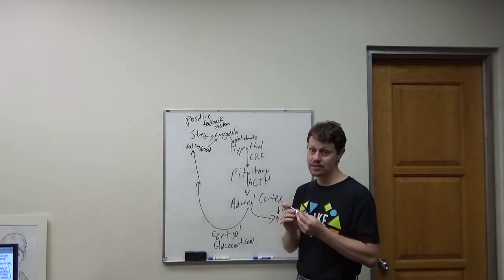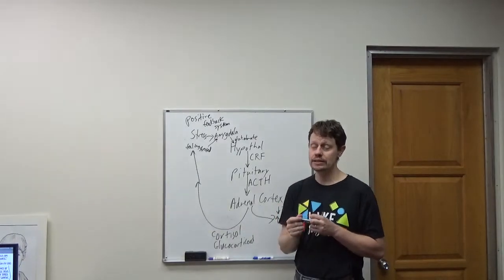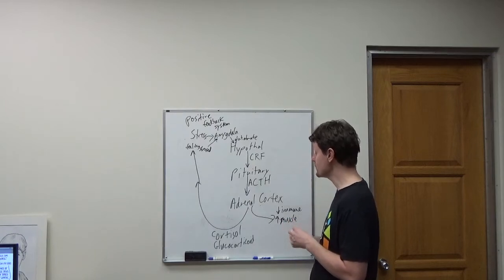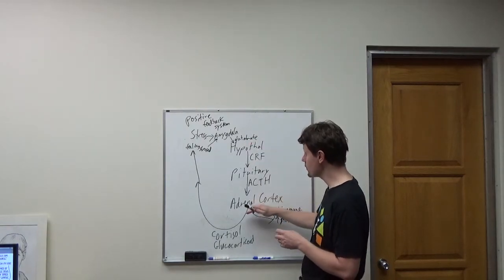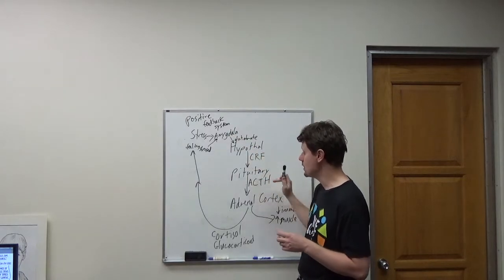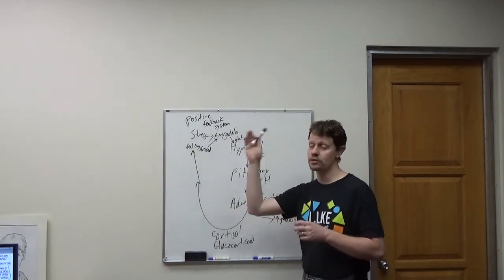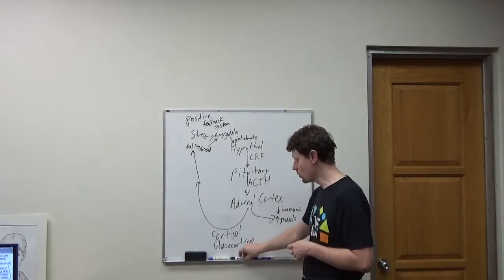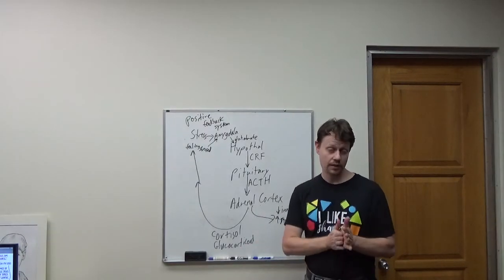Positive feedback systems are really potentially dangerous. What a positive feedback system does is it means that the more cortisol you get, the more amygdala activity you get, so more CRF, more ACTH, more cortisol, and it can run out of control. So, fortunately, there's regulation.